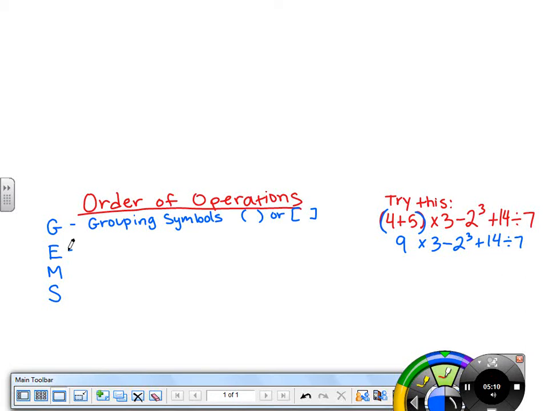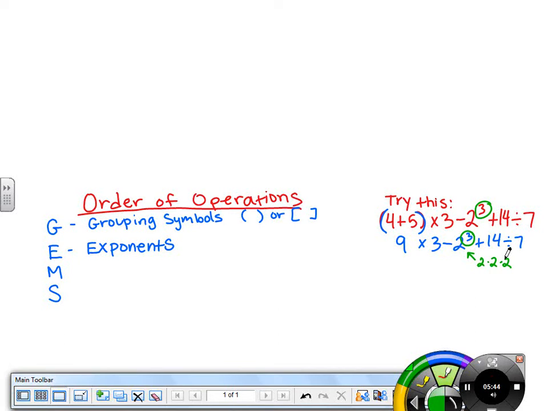The second letter in the GEMS is E, and E stands for exponents. That means after you've calculated anything inside the grouping symbols, you want to move on to calculate anything with exponents. Remember that exponents are like this 3 that you see right here, and we see it again here because we recopied it. That specifically means 2 times 2 times 2. So that's the calculation that we want to do next.